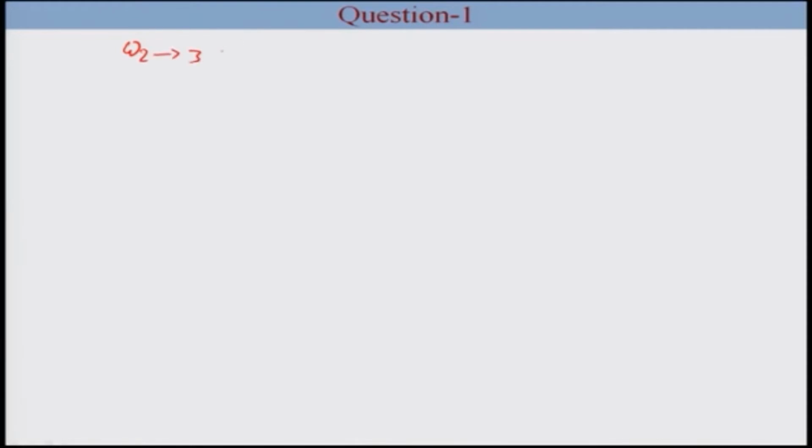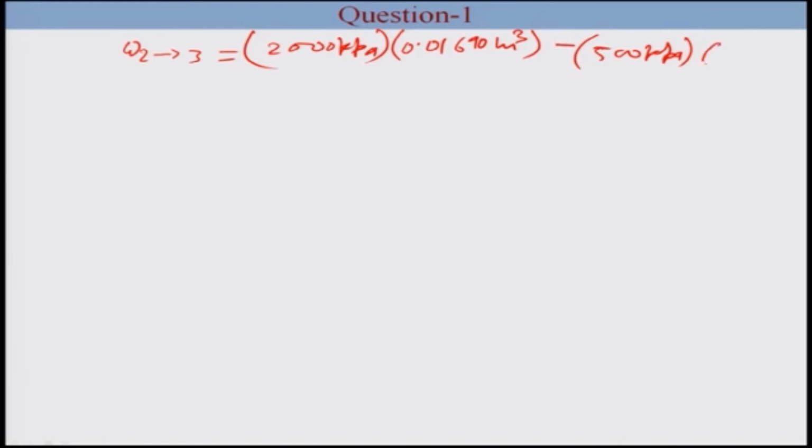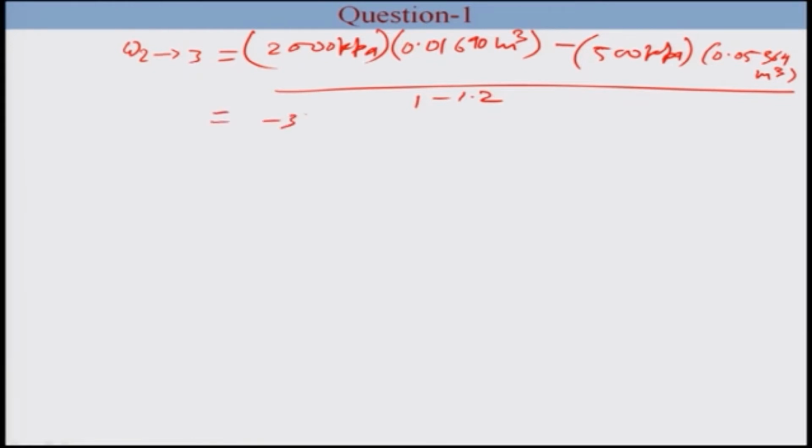After plugging these values into this expression, we get W23 equal to 2000 kilopascal into 0.01690 meter cube minus 500 kilopascal into 0.05364 meter cube, divided by 1 minus 1.2. So this gives us minus 34.86 kilojoule.